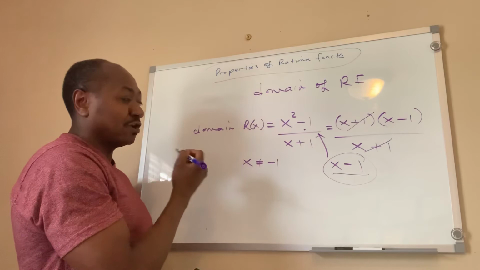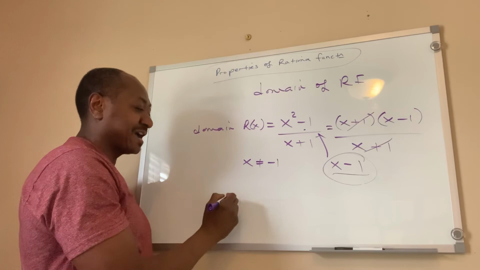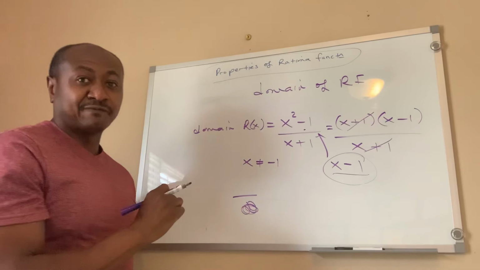So always make sure that when you cancel out common factors, you're still gonna have something at the bottom that you can equate to zero. Okay, so that is that.